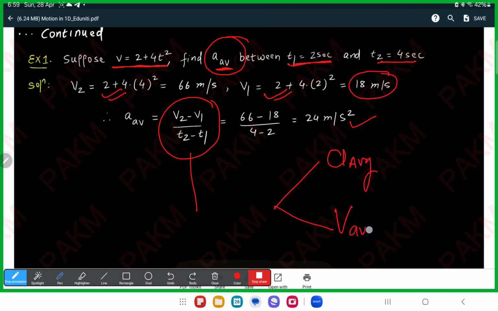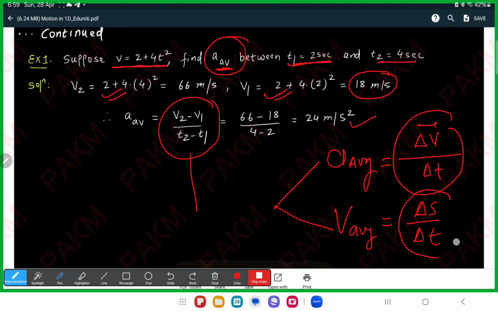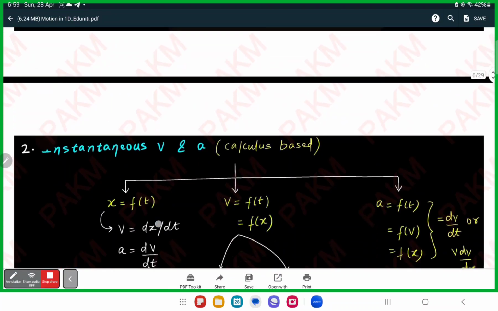Quickly tell me, a average means delta v upon delta t, and v average means delta s upon delta t. This given data can be asked in a similar way, and we can calculate the average acceleration and average velocity very easily. Now let's go to the next part.